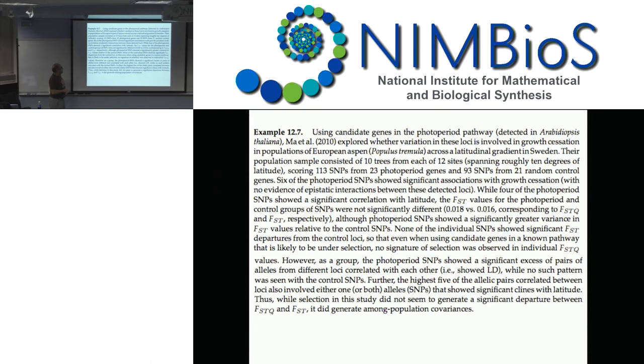Those correlations are basically showing you have LD that's being generated by selection. So the point here is that if you just used FST for the underlying loci for the trait, you wouldn't get as much of a signal as if you used the variances for that trait. Because the variances include both changes in FST and also changes in correlation, that is linkage disequilibrium introduced by selection.